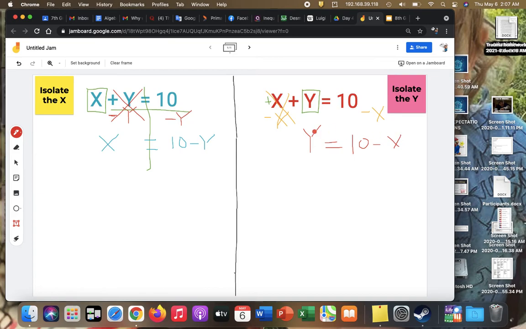So once again, here are your two options. You can use x equals 10 minus y, or we can use y equals 10 minus x. The left side is where the x was isolated. The right side is where the y was isolated. When we get to those substitution problems, you will get to decide which one you would rather use. That is completely up to you.